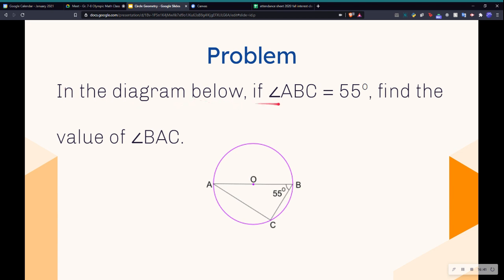Right here. In the diagram below, if angle ABC is 55 degrees, find the value of BAC. Right. I'll give you guys a couple of seconds to solve this.